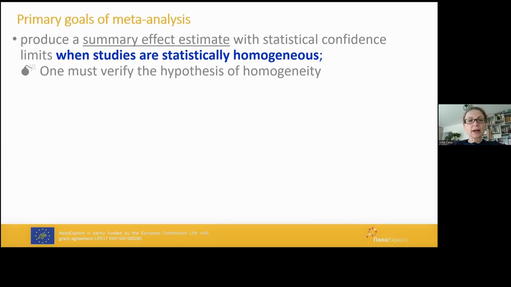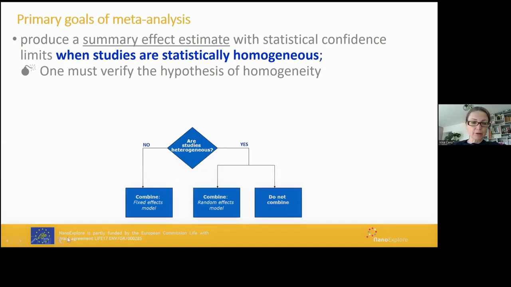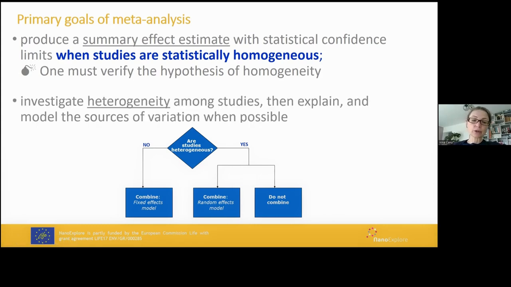So when we can do the meta-analysis, the primary goal is to have the summary effect estimates with statistical confidence limits, but this is only possible when studies are homogeneous. So if they are homogeneous, we could combine them and apply a fixed effect model. But if the studies are too different because of different design, different methods used for analyzing a biomarker, some bias issues, or populations that are too different, for example, sometimes it's better to not combine them and stay with a qualitative appraisal, or use the random effect model to combine studies where heterogeneity is an issue. But it is also important to use this step carefully to investigate the sources of heterogeneity.